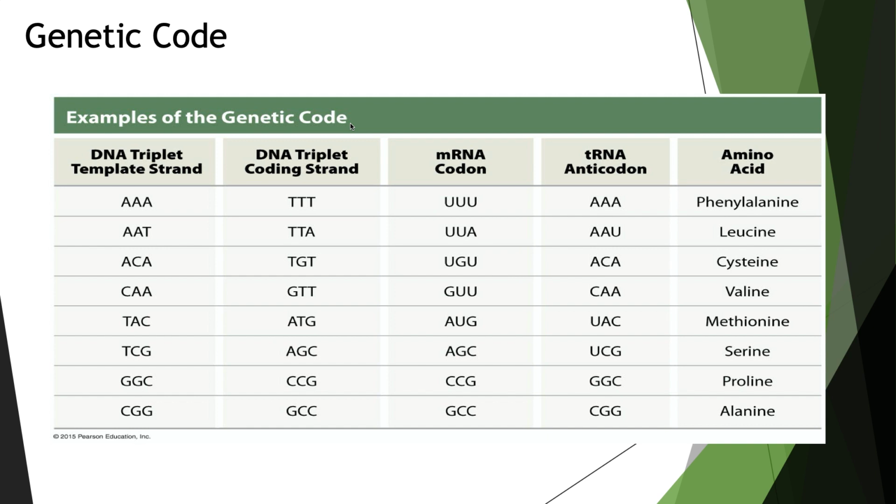This just rehashes what I was just talking about. So if you can tell here, if we start with this triplet template, this is going to be the DNA that codes for that. This is going to be the RNA that codes for that.